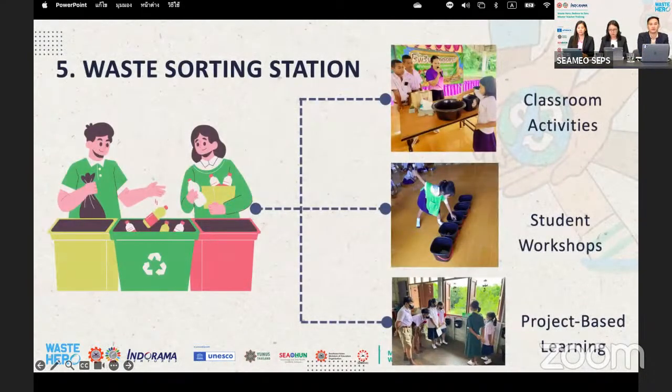And now we are at the waste sorting station. The students can learn how to sort the waste into what can be recycled or cannot, from the classroom activities, from the student workshop, and from the project-based learning.